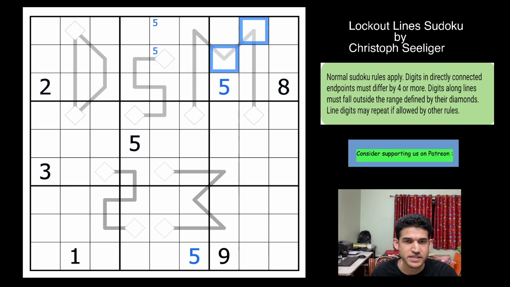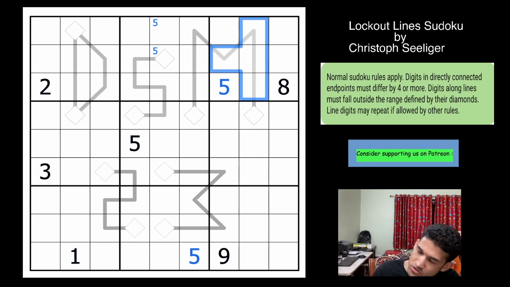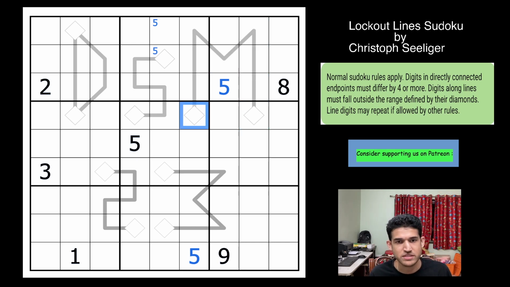At least 4 are distinct digits, right? You can see that there are 4 cells which are distinct. So I can be sure that 5 cannot be in these 2 cells, because let's say you have a 5 here. This will be a 9. Okay, you can still have 1, 2, 3, 4. Okay, it's not necessarily true. It's still possible to have a 5 in here and make this lockout lines work.